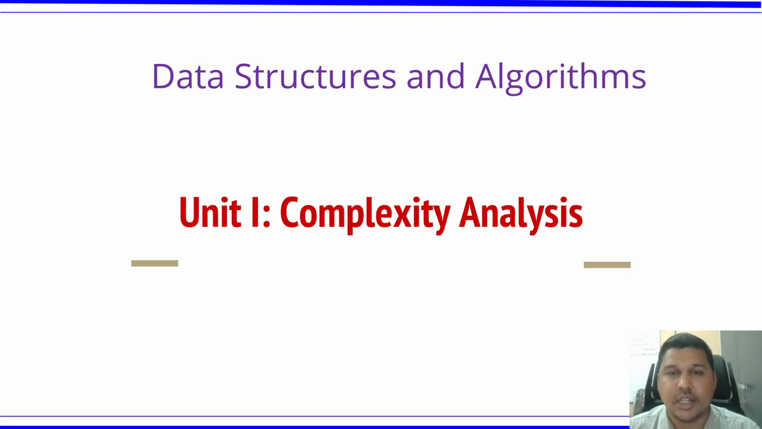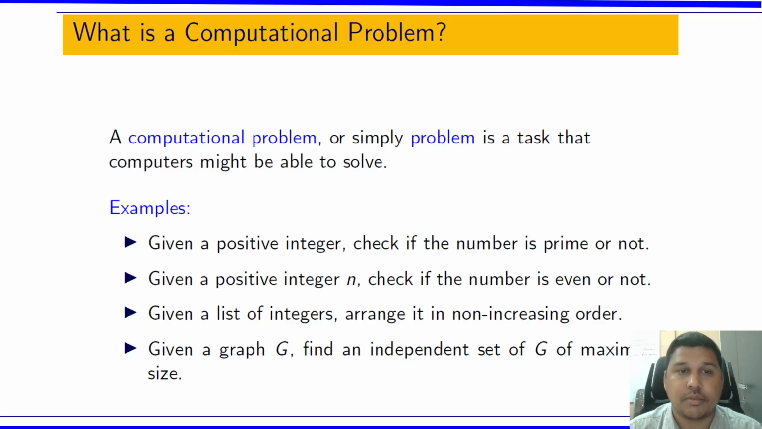Again, I repeat, for a given problem there can be multiple solutions or multiple approaches, methods of solving that problem. Which method is the efficient method? How do we find that out? To find that out, we have to understand how to actually do the complexity analysis of an algorithm. So how to do that complexity analysis, we are going to study. Before we enter, we will see what a computational problem is.